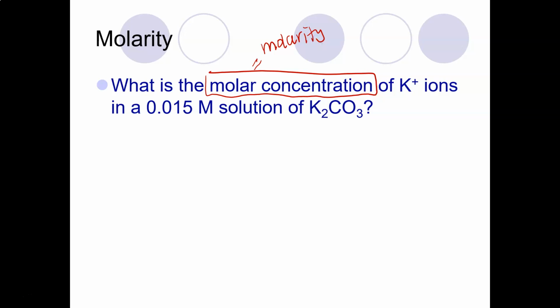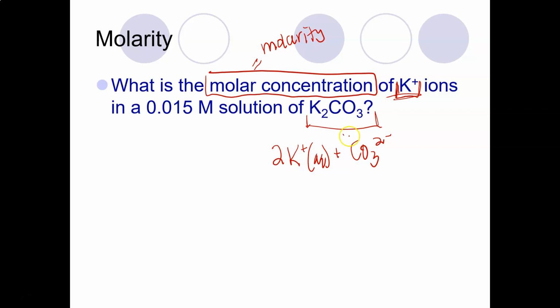So it's asking, what is the molarity of potassium ions in a 0.015 molarity solution of potassium carbonate? So it gave us a compound, but it asked about ions. So that means we need to look at this compound, determine if it's a strong electrolyte, and if it is, look at the relationship between the compound and the specific ion we were given. So potassium carbonate, if we think about our solubility rules, carbonate's in the insoluble section, but potassium is one of those exceptions. So this would break apart into 2 potassium aqueous and a carbonate aqueous.